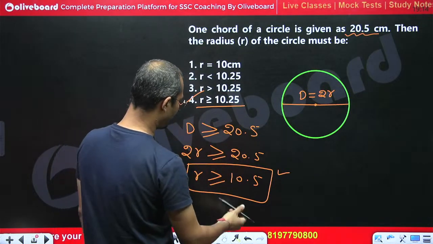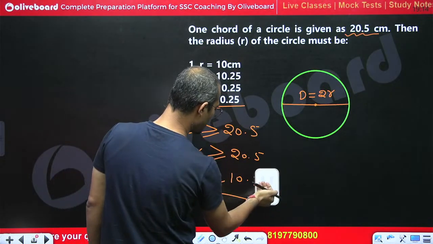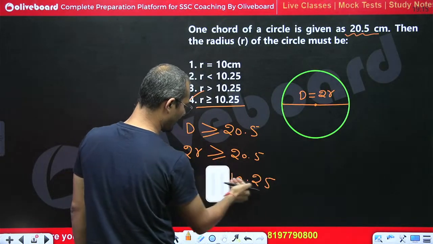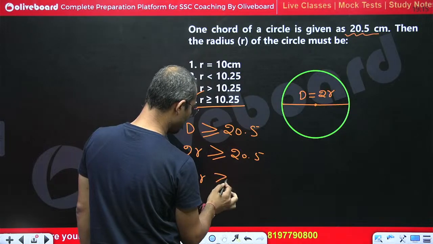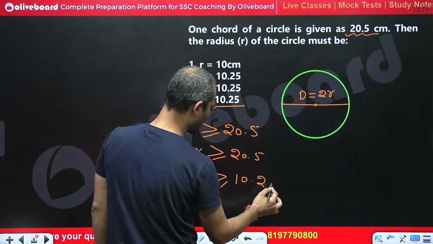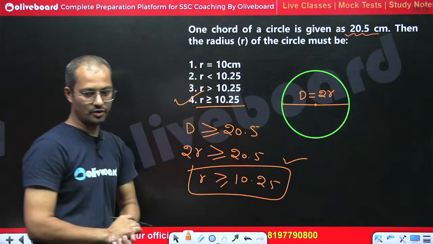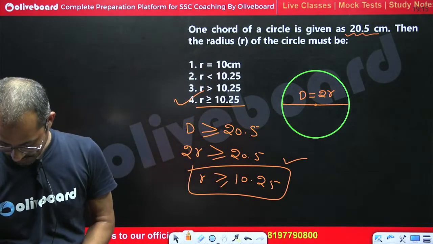Yes, 10.25. If we divide 20.5 by 2, this would be 10.25. So r must be greater than or equal to 10.25. So the answer would be fourth. 10.25 is the right answer.